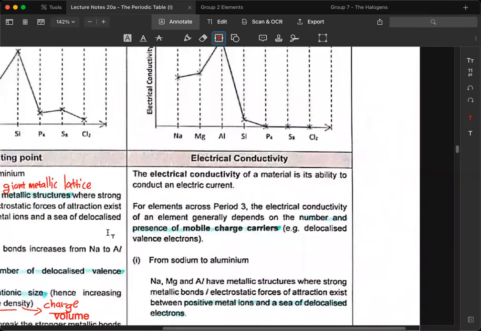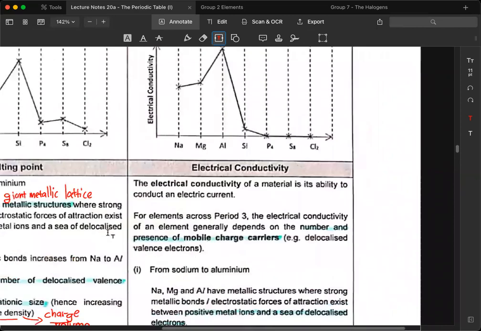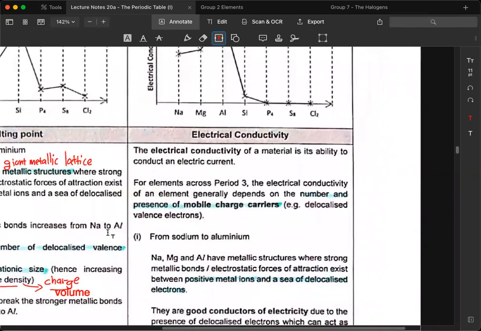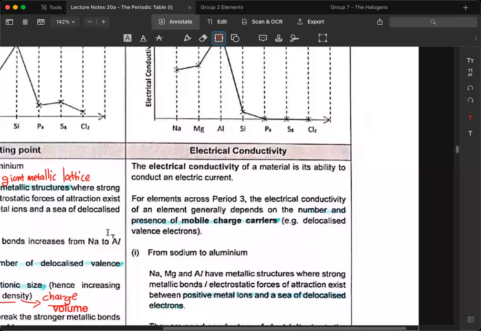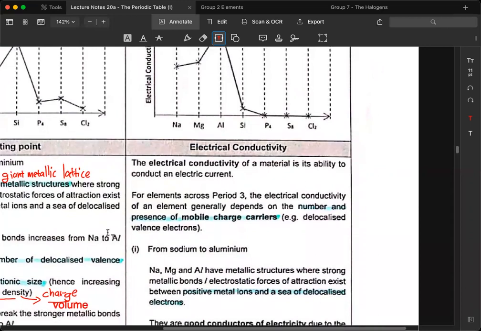Next, let's look at electrical conductivity. It refers to the material's ability to conduct electric current. For elements across period 3, the conductivity in general depends on the number and presence of mobile charge carriers, in this case, the delocalized valence electrons for the metals.